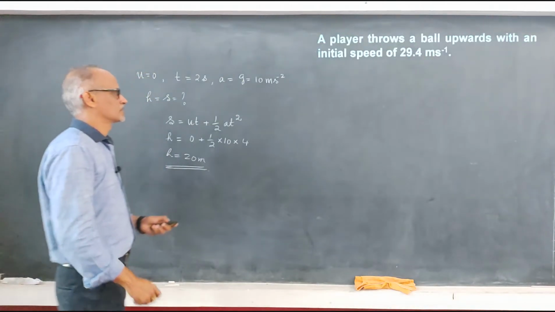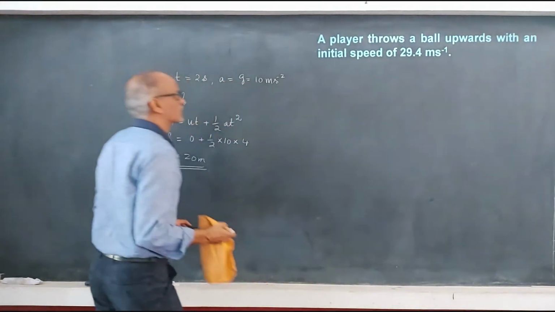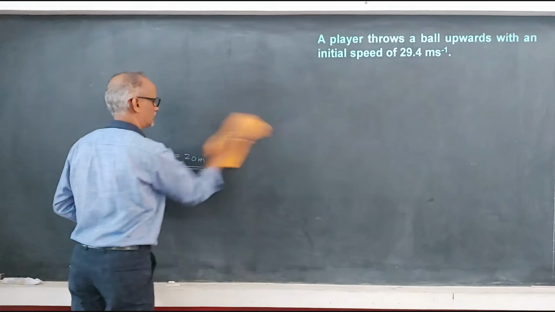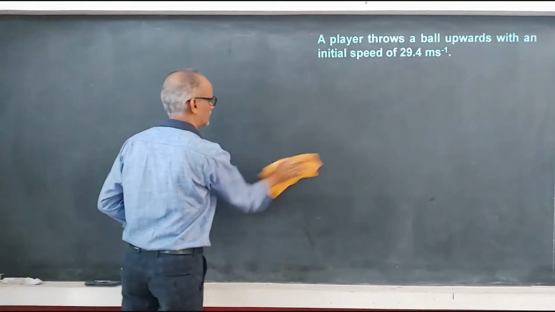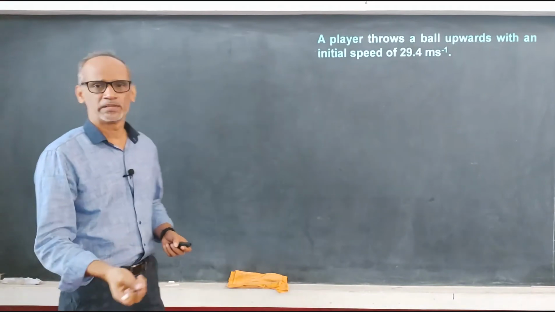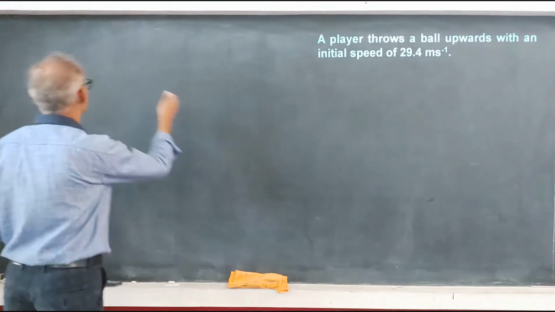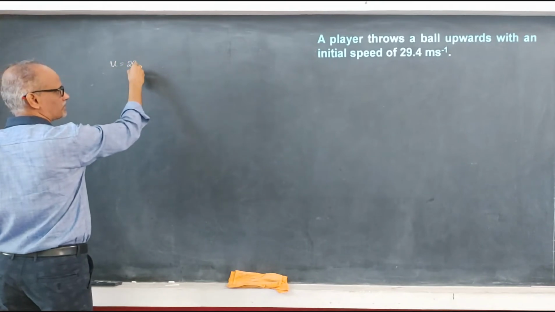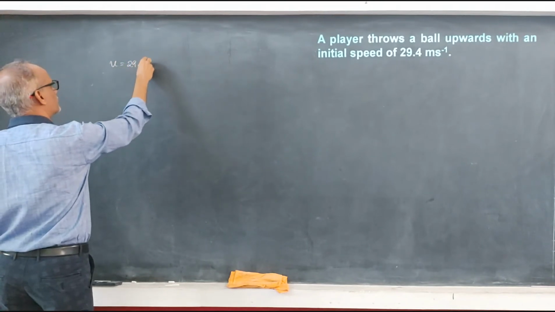Okay. So, let us see some more questions. A player throws a ball upward. When it is thrown upward, it is thrown with an initial speed of 29.4 meter per second.